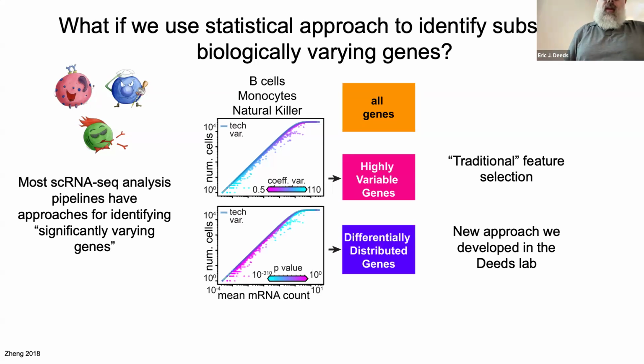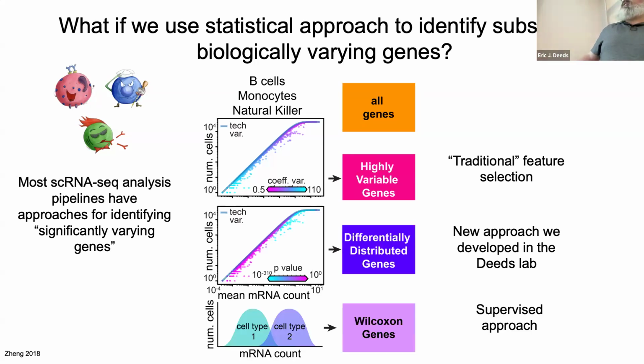But we also developed a technique in my lab called differentially distributed genes. Don't worry about it. And then there's another thing that we did here. In any case where you have supervised labels, meaning that you know the identity of the cells before you do the experiment, we can go in there and do a statistical test to find the genes that are statistically different in terms of their mean expression or something like that between the populations, because we know that these are B cells and these are monocytes. So we can, in a statistical way, find the genes that are really different.